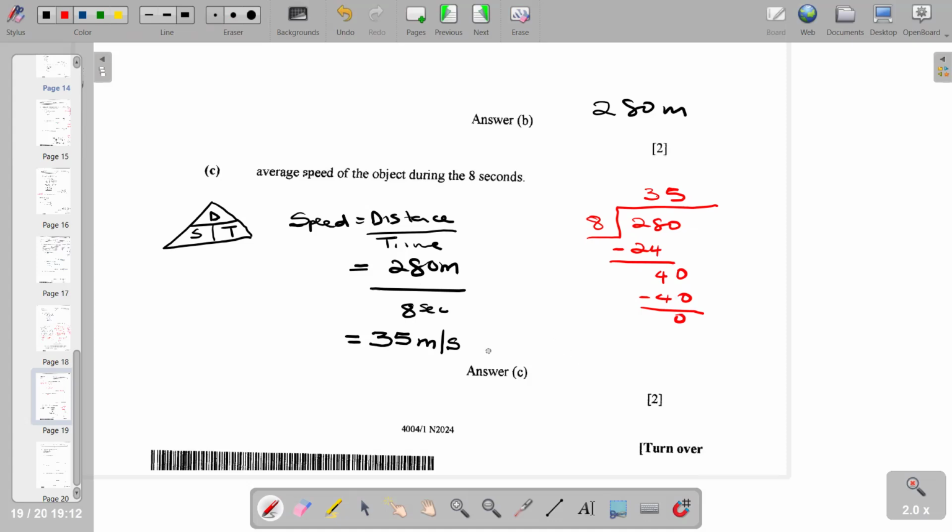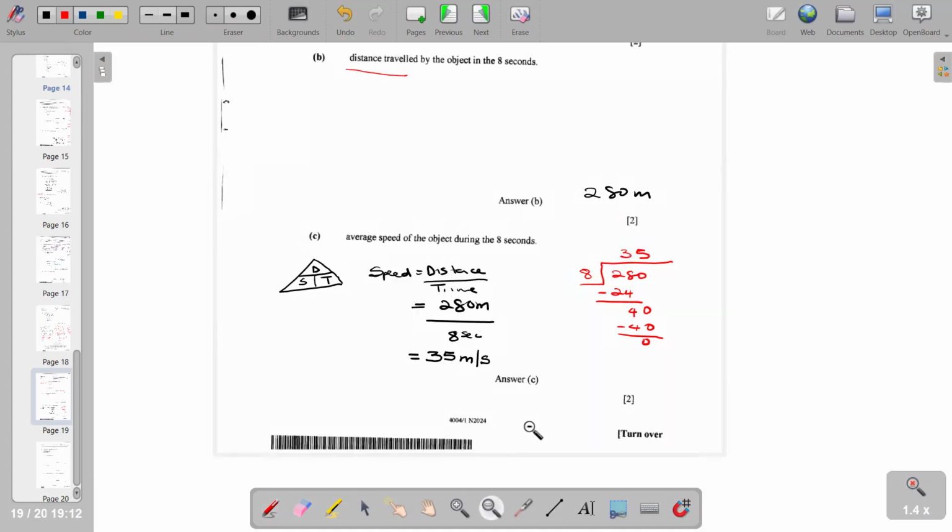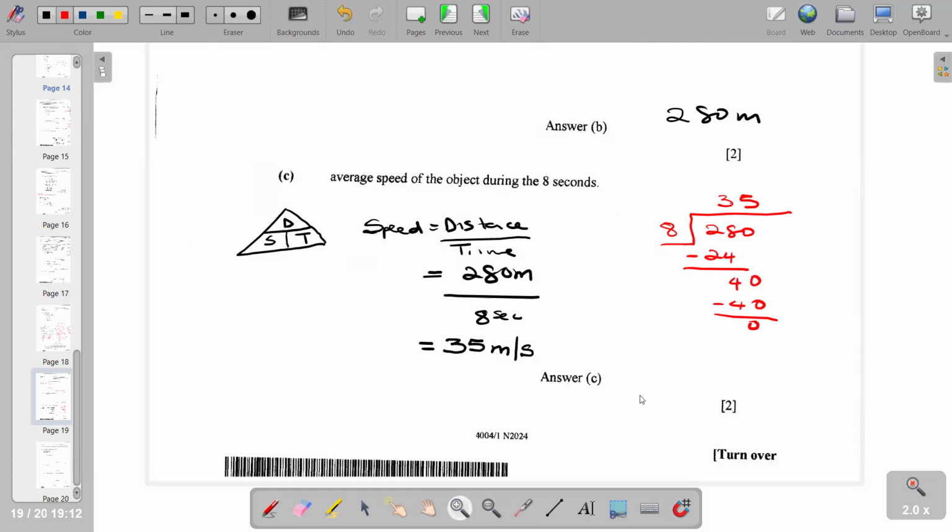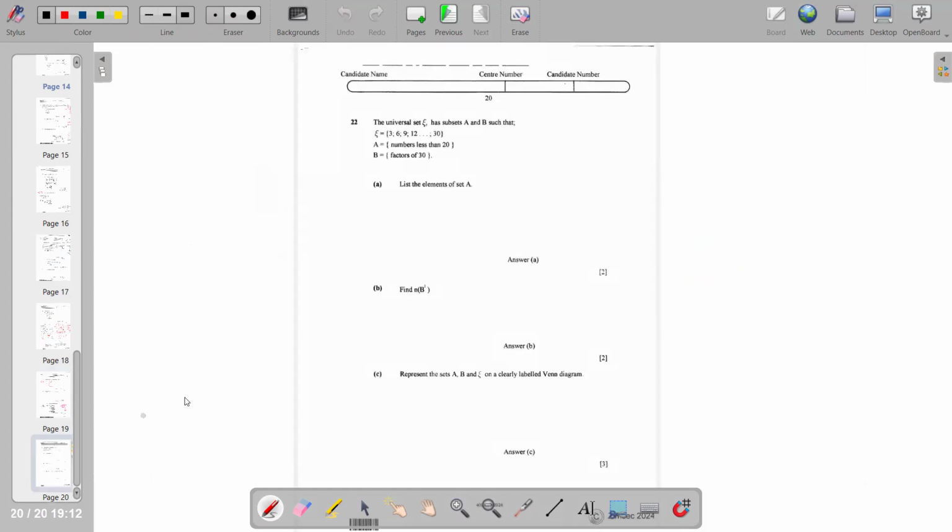So therefore the average speed is determined here. You are given the average speed. So the average speed was 35 meters per second. Then we go to the next question.